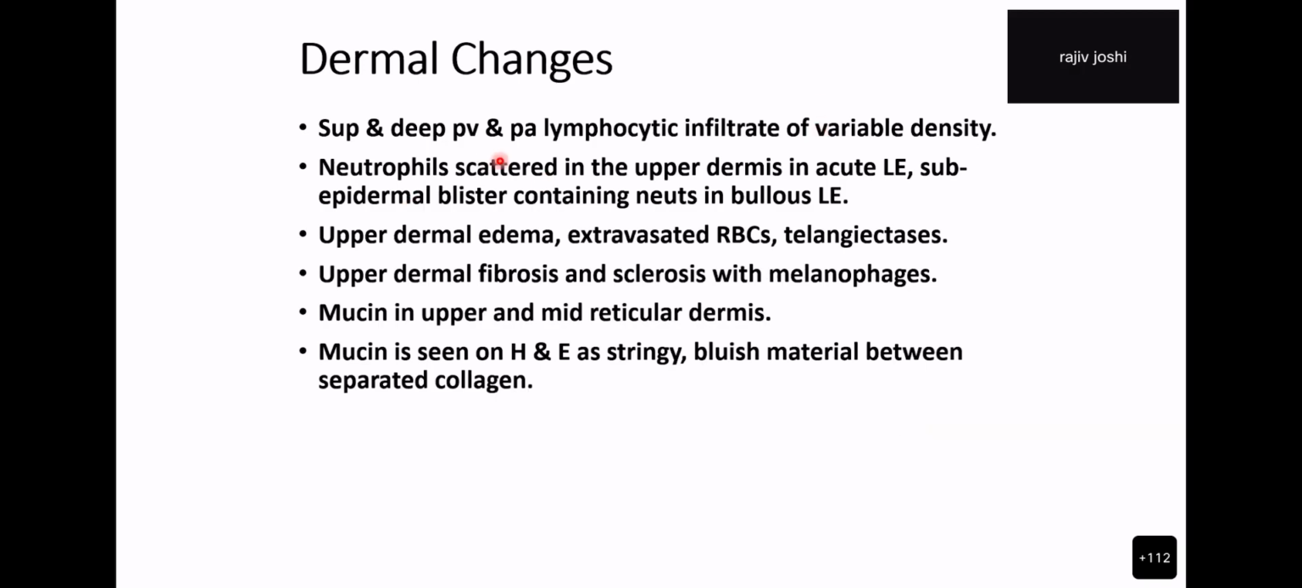Dermal changes would be superficial and deep perivascular periadnexal lymphocytic infiltrates, neutrophils in early lesions, in acute LE, and in the subepidermal blister in bullous LE, upper dermal edema, extravasated erythrocytes, telangiectasia. In a later stage, you will get upper dermal fibrosis and sclerosis with melanophages. Mucin, this is also something which is quite, you can't say specific, but quite suggestive of LE. And mucin is seen on H&E as stringy bluish material between separated collagens. You have seen how it looks.